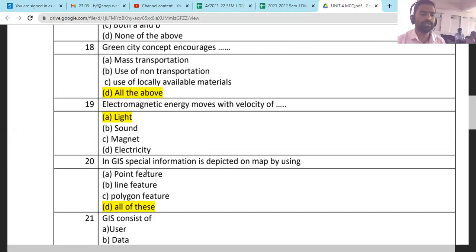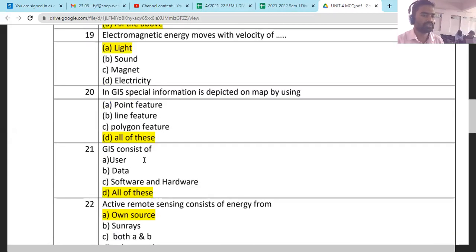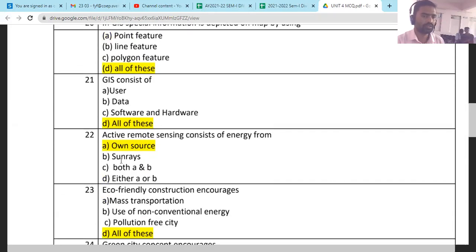Okay. So next, 20th. In GIS, spatial information is depicted on the map by using point features, line features, polygon features. You have studied this one, correct? It will give the output in the form of point feature, line feature, polygon feature, all of the above. Then GIS consists of user, data, software, and hardware. Answer is all of these. Then active remote sensing consists of energy from its own source. Itself only, active remote sensing.